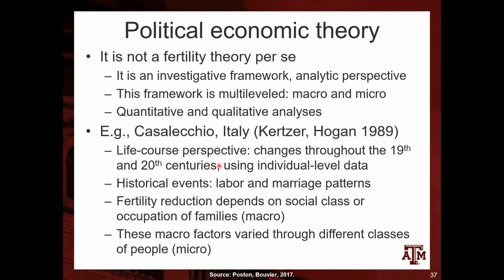So this kind of rich data availability for these places allowed them to understand that fertility reduction depends on social class or occupation of families, using these more macro level reasons of why people have fewer children. But also these macro factors vary throughout different classes of people. So different individual characteristics of people influenced fertility, even controlling for the macro level effects.